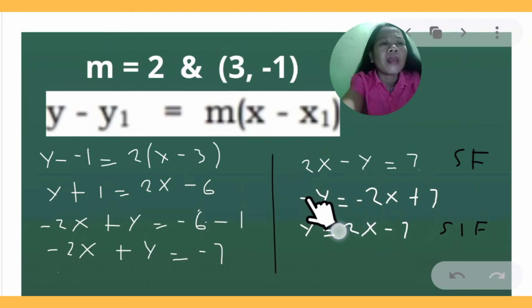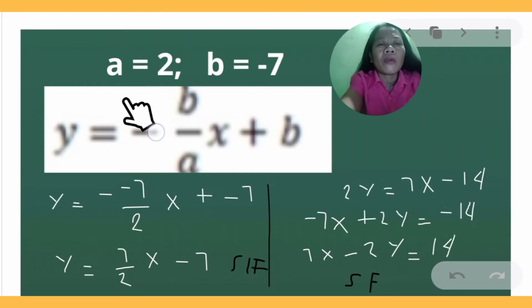So we have negative y divided by negative 1, that is positive y. Negative 2x divided by negative 1, that is 2x. Positive 7 divided by negative 1, that is negative 7. So we have y is equal to 2x minus 7, our slope-intercept form.